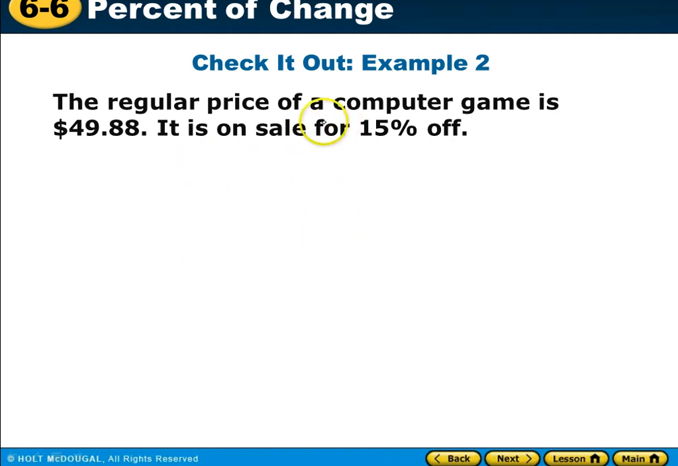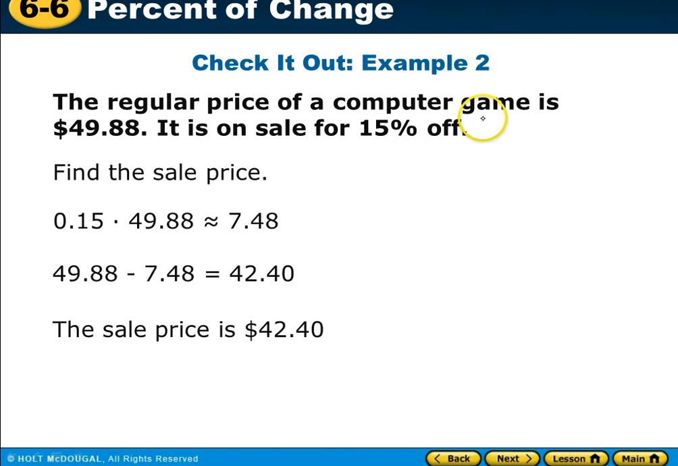Okay, hi, welcome back. So let's go ahead and do this. So here the regular price of a computer game is $49.88. It is on sale for 15% off. So how much are you going to pay? Again, we can first find the discount, which is 15% of $49.88, which we know how to do from the previous lesson. And that'll be $7.48, and then we subtract.